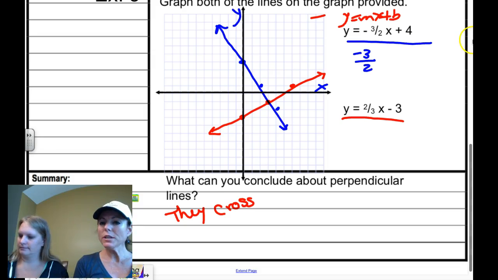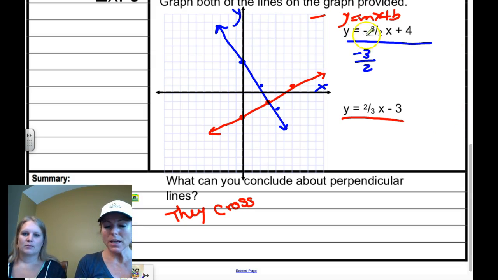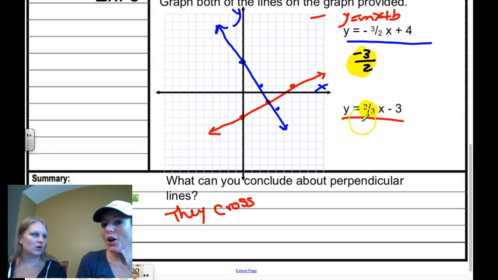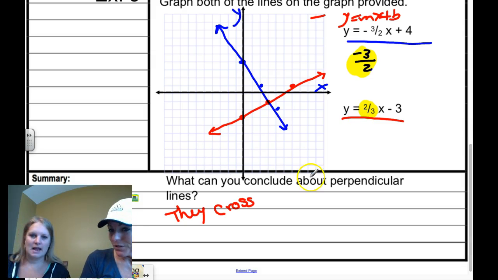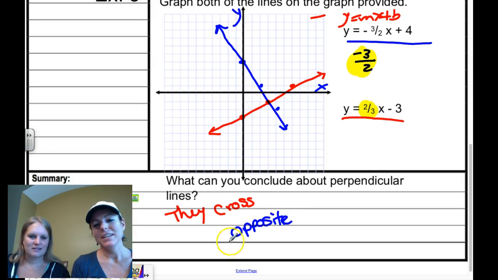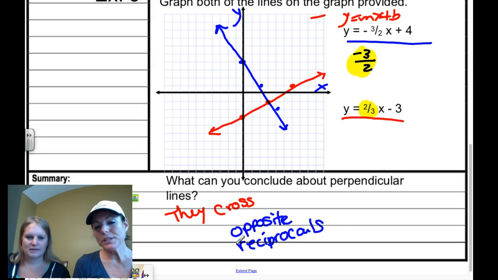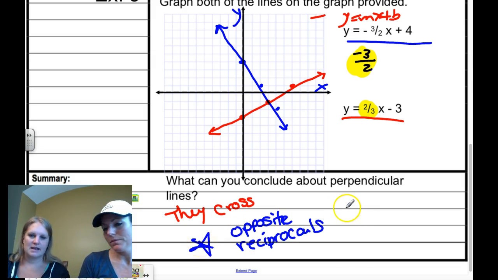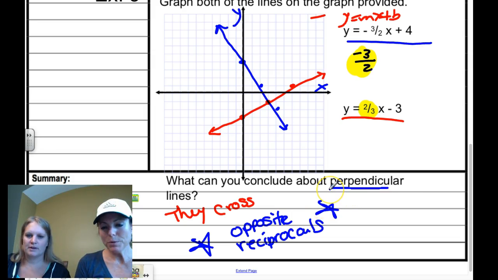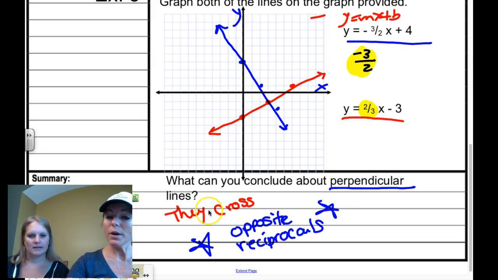And what do you notice about their slopes? Well, if I look at this, I have a -3 over 2, and here I have a positive 2 over 3. So they're opposite, first of all. And then there's one more word. Opposite reciprocals. Yes. Opposite reciprocals. That is important to know and remember. So that's key about perpendicular lines.